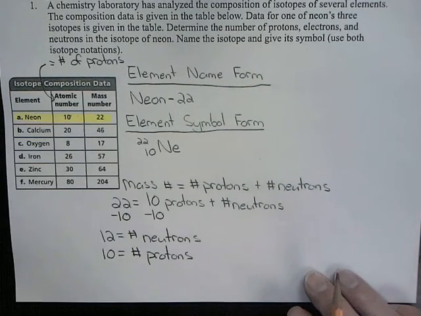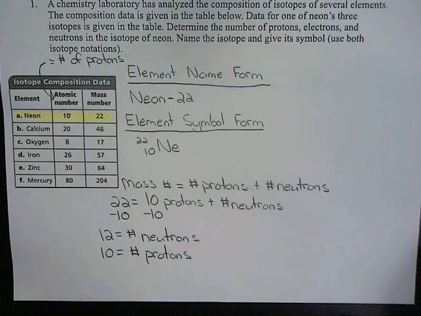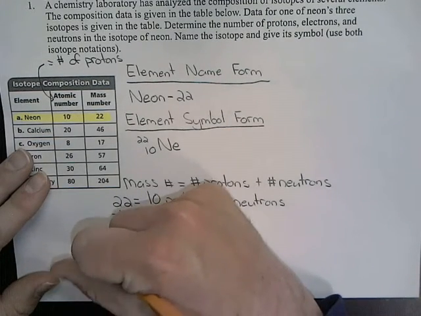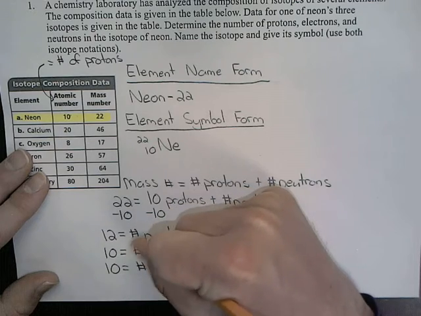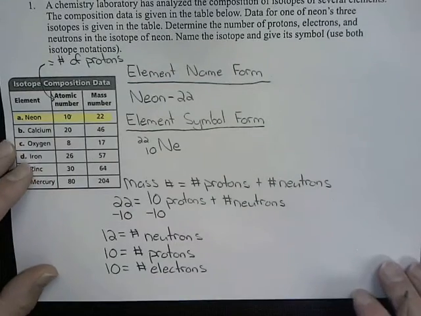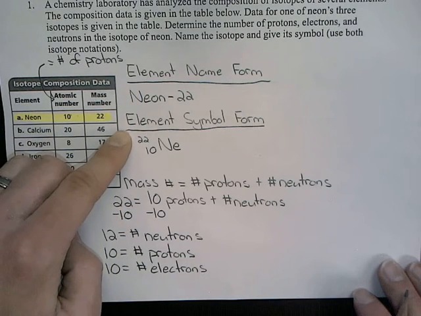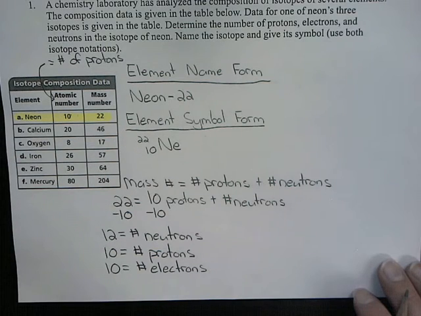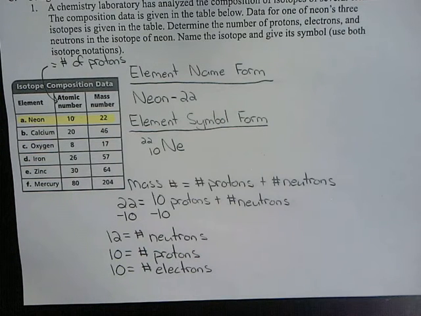And remember, we are dealing with neutral atoms. Unless I tell you differently, we're going to be dealing with neutral atoms from here to the foreseeable future. So the number of protons is equal to the number of electrons, which means we have 10 as our number of electrons. All right, so now we've answered that question. We have the element name, element symbol form of our isotope, and we've answered how many protons, neutrons, and electrons are in this particular isotope of neon.